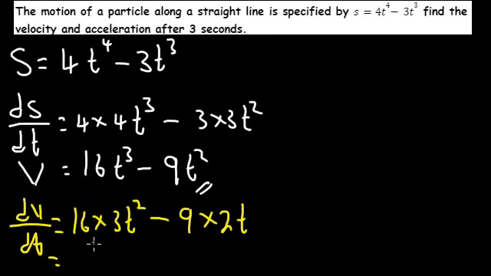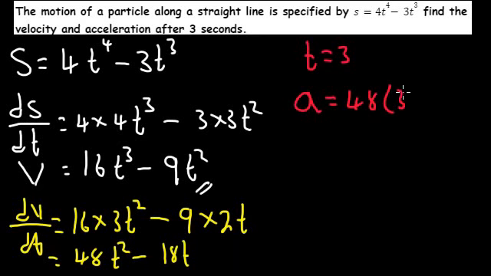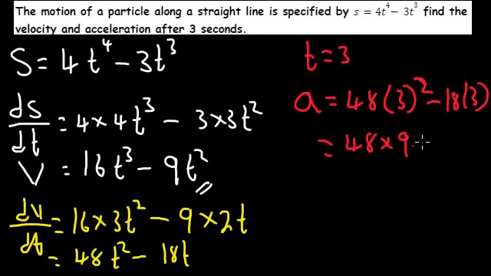So we have 16 times 3 gives us 48, t to the power of 2, minus 9 times 2 gives us 18t. So at t equals 3, just like before, the goal is just to substitute t as 3. We will find t in the dv/dt. So acceleration a is now equal to 48 times 3 squared minus 18 times 3.